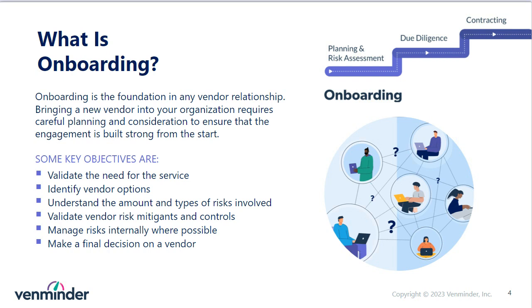Key objective-wise, you're validating the need to identify all the different vendor options that are out there in the industry. You're starting to qualify and quantify risk. You're looking at controls that the vendor has in place, making you feel good about this future relationship. You're also looking at controls that you can put in place yourself as the customer. Ultimately, onboarding sets you up for success with this relationship and allows you to make a final decision of the vendor.